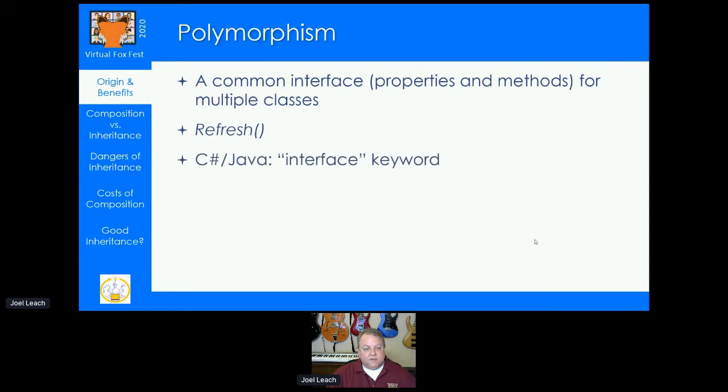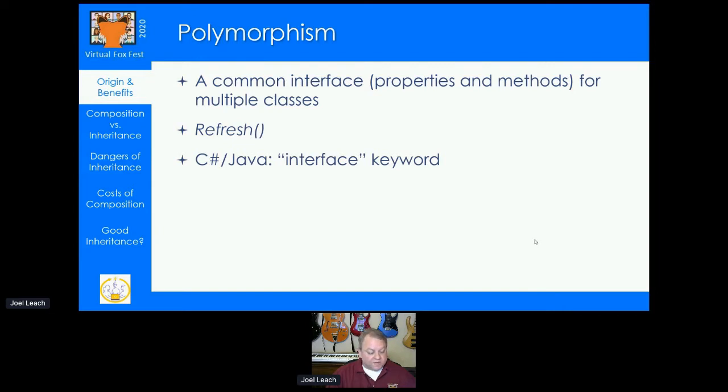Now, when designing your own classes, some languages such as C# and Java provide a specific mechanism for defining these interfaces. And you can just think of an interface as a class with no code in it. It only defines the methods and the properties that a class must implement. So it exists solely for ensuring this polymorphism across these multiple classes.